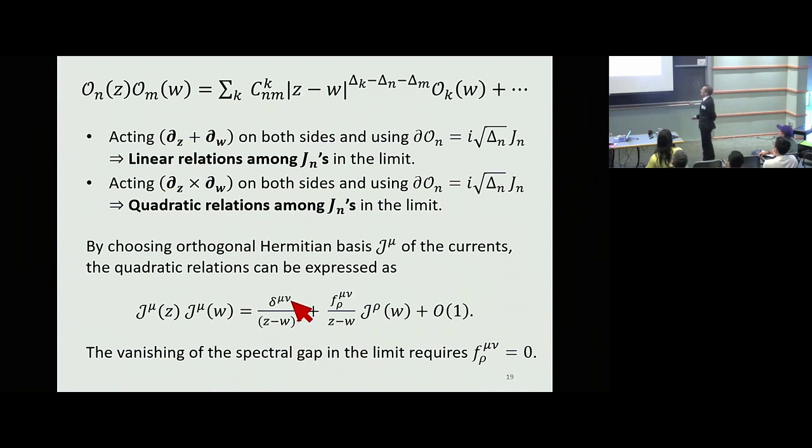Now, if you assume unitarity of the conformal field theory, and if you normalize J to be like a Kronecker delta, then you have to conclude by consistency of the algebra that F mu nu rho has to be either 0, or the structure constant of a compact semi-simple Lie algebra. But you can show that if it is actually a structure constant of a compact semi-simple Lie algebra, it contradicts the assumption that the spectrum goes to 0, because their charges are quantized. So therefore, the vanishing of the spectral gap in the limit requires that F vanishes in the limit.